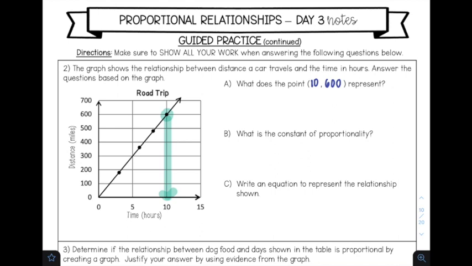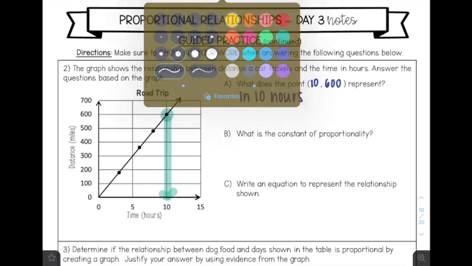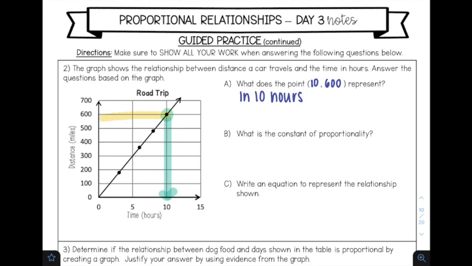So in 10 hours, how many miles was covered? The car travels 600 miles.